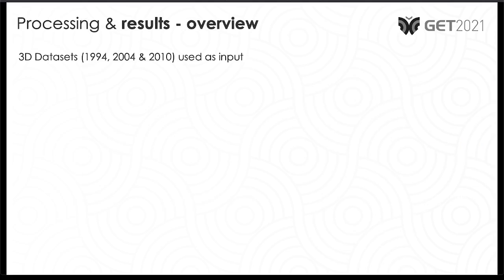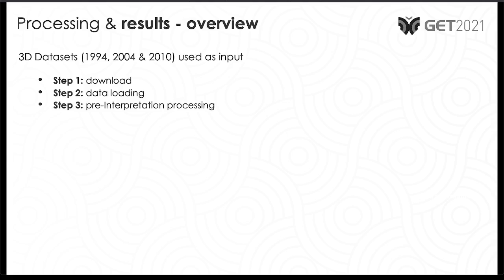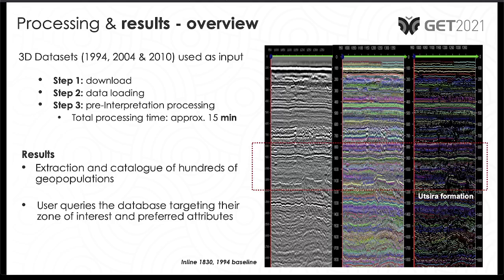So we used 3 vintages and reprocessings. It's very easy. You download the data, you load the data, and then you launch the process. For every vintage, it took approximately 3 minutes. For 6 vintages, between 15 and 18 minutes, to extract all the geopopulations and horizons, which you can see in the example on the right side of the slide. Then you can just pick any horizon, look at the attributes, and even compare all the vintages and processings to make quantitative analysis and run statistics to see how it changed over time or with the processing.